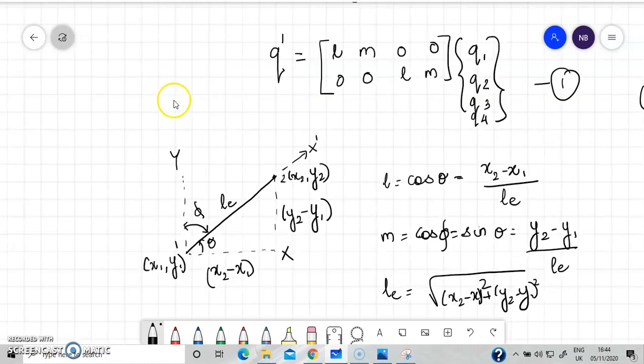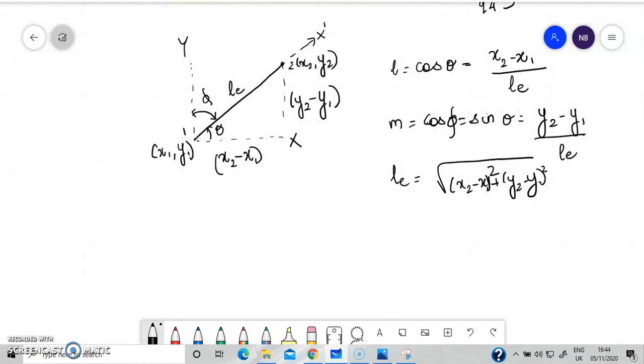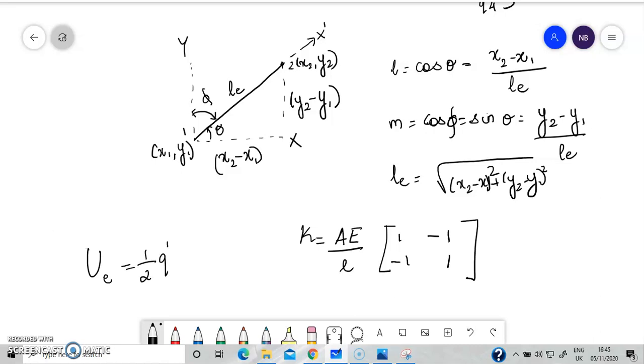So the element stiffness matrix for a one-dimensional element, bar element, was given as AE by L times 1 minus 1, minus 1 1. A is the cross-sectional area, E is the Young's modulus. Now, when we want to find the element strain energy in local coordinates, it is given by U suffix E equals half Q dash transpose K dash into Q dash. All this represents that it is in the local coordinate system.